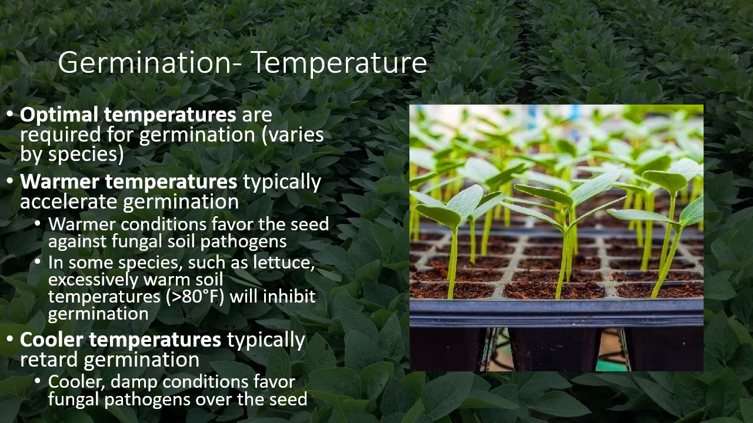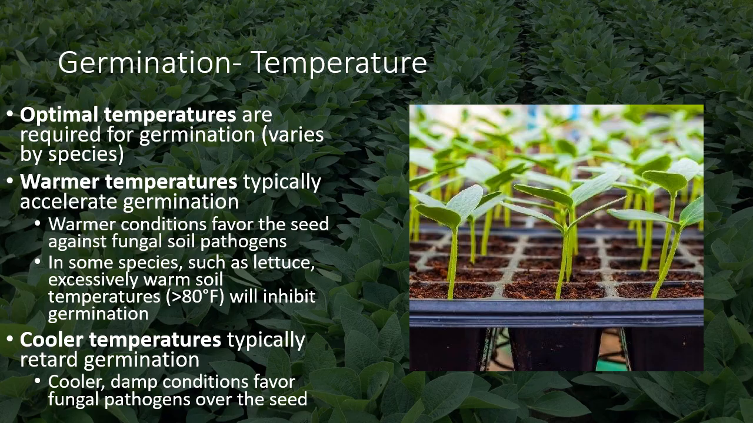Additionally, we have to have optimal temperatures for germination to occur. Your optimal temperatures that are required for germination are going to vary by species. Some species like it to be very, very hot for germinating, warmer than 80 degrees. Some species are going to prefer much cooler temperatures, maybe in the 50s or 60s for germination, and that will be their preferred temperature. So it's important to do a little bit of referencing with scientific resources and figure out what the optimal germination temperature is for the species that you're attempting to germinate.